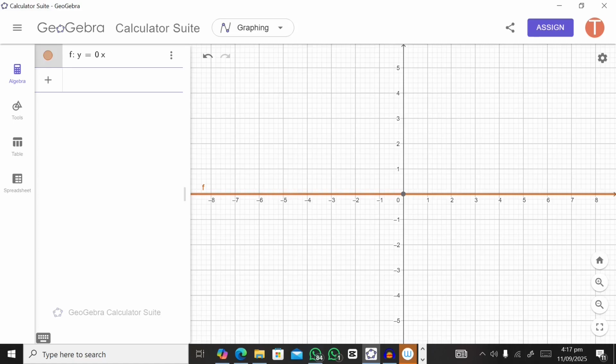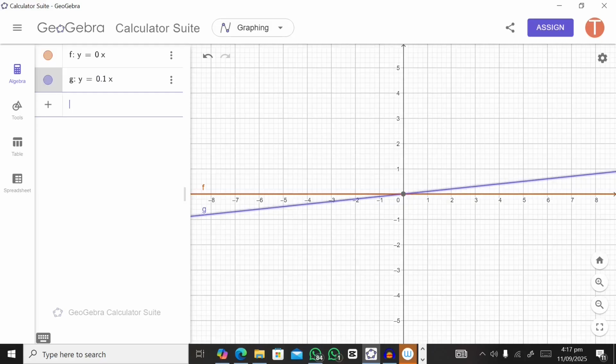I'll increase the value of my m by 0.1, making my y equal to 0.1 of x. And notice that now my graph is becoming a little bit steep. The 0.1 value of m that I've placed makes my graph a little bit steep. And I will increase the steepness a little bit and place my m to be equal to 1.